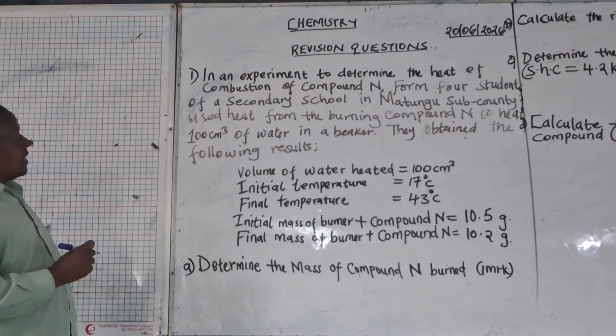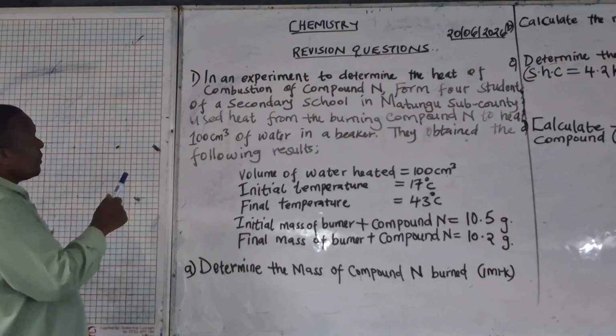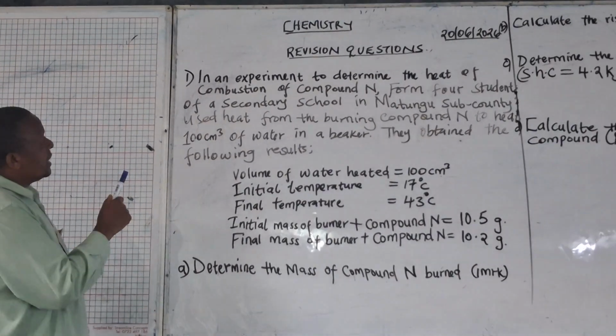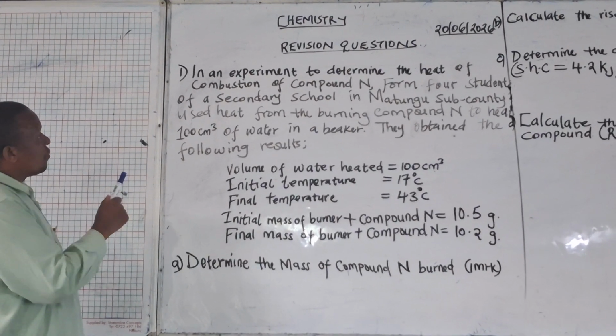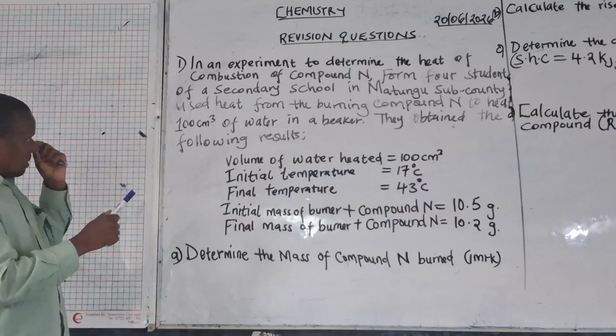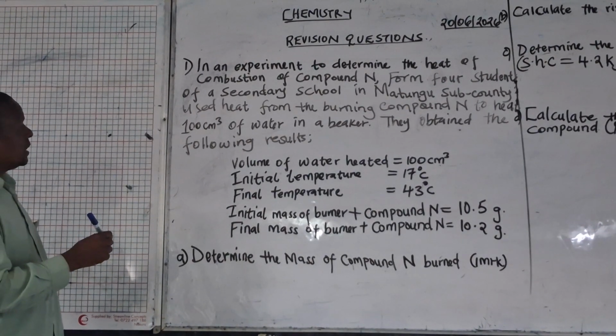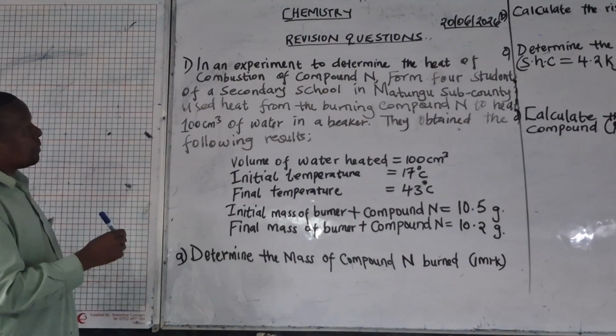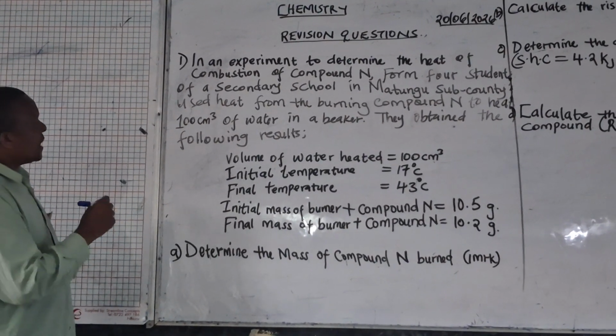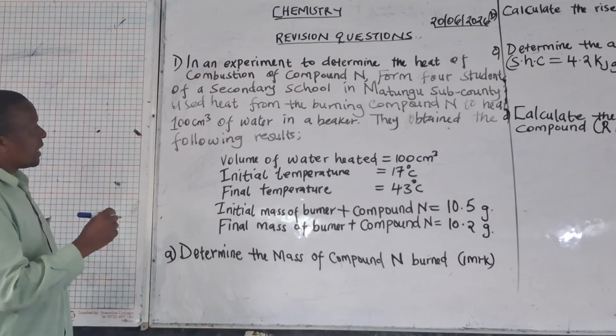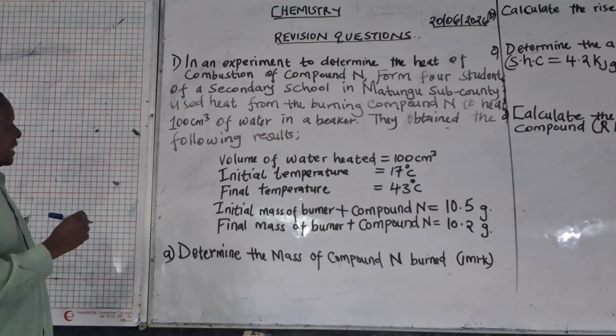Let us continue with the revision questions. Question number 1. In an experiment to determine the heat of combustion of compound N, 4 students of a secondary school in Matungu sub-county used heat from the burning compound N to heat 100 cubic centimeters of water in a beaker. They obtained the following results.